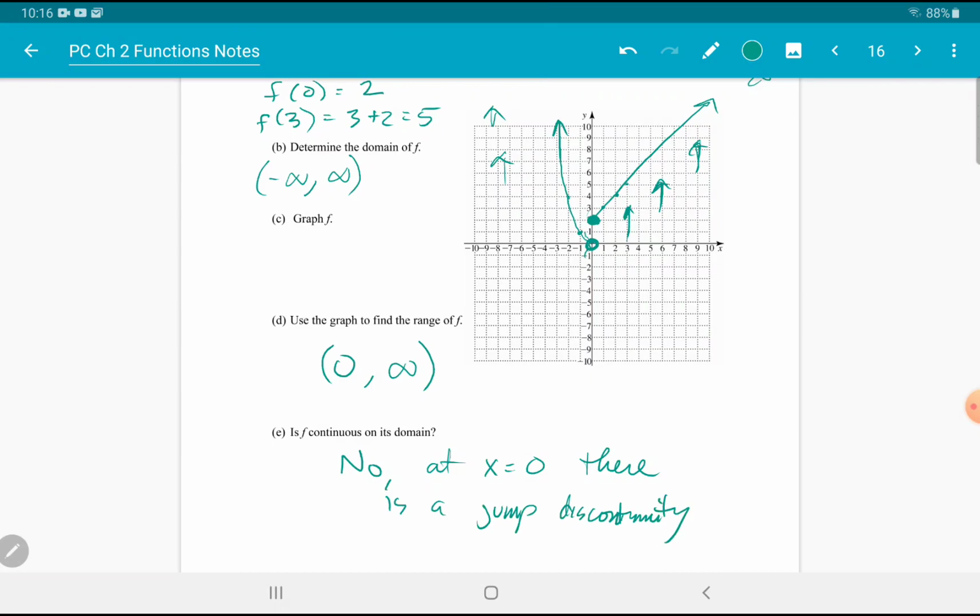Okay? All right, that'll do it for piecewise. Do the other one on your own.